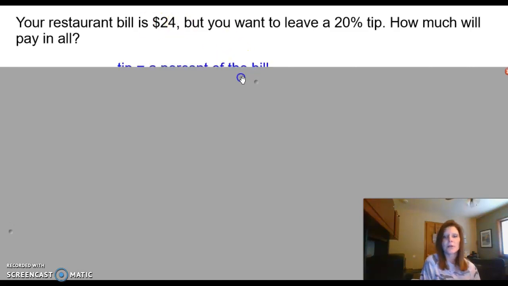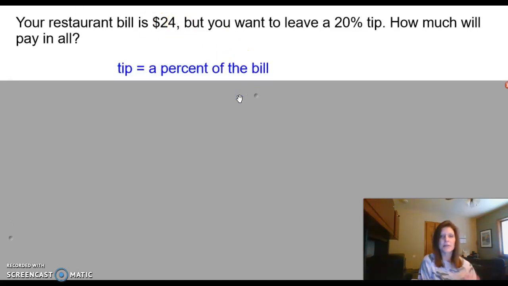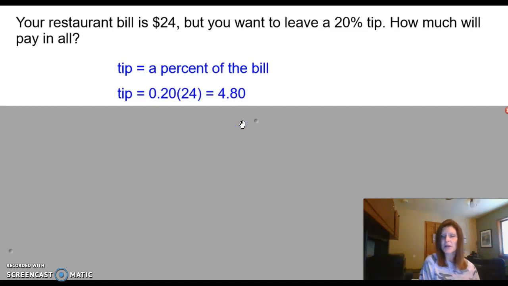Well, hopefully we all understand that a tip is a percentage of the bill. So when it says a 20% tip, that means 20% of whatever the cost of my bill was. We talked about before that "of" means we're going to multiply. So we're going to take that 20%, turn it into decimal notation, 0.20, because it's always move the decimal two places, times the $24 bill and get $4.80.